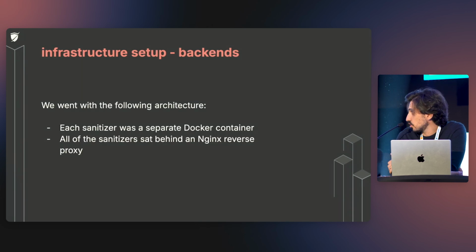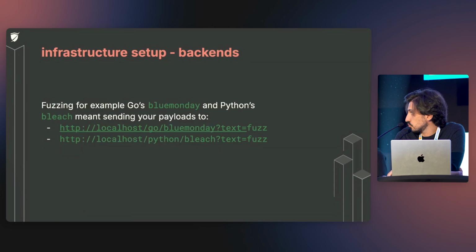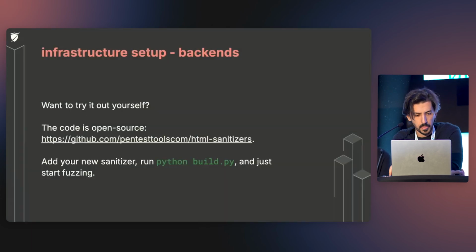Furthermore, we decided to Dockerize each of the sanitizers and put them all behind an nginx reverse proxy. This allowed us to do two things. First, it was easy for both us and anyone to deploy them on their infrastructure. And the second advantage was that if you wanted to fuzz a sanitizer, it was just as easy as sending a request to language name / sanitizer name. So for example, if you wanted to fuzz all the Go sanitizers, you would send your request to /go/sanitizer name with the payload in the input.